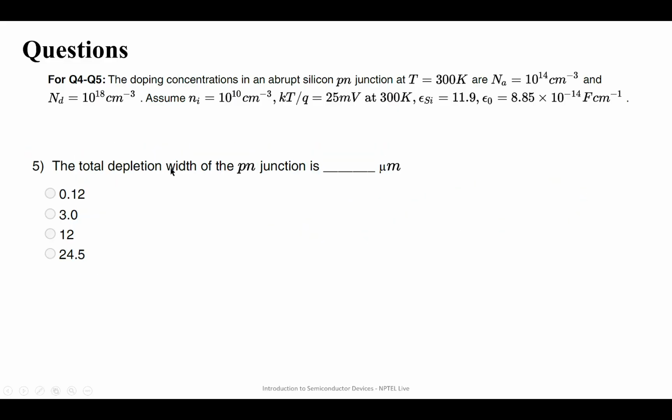Next question: the total depletion width of the PN junction is dash microns. 0.12 micron, 3 micron, 12 micron, 24.5 micron.